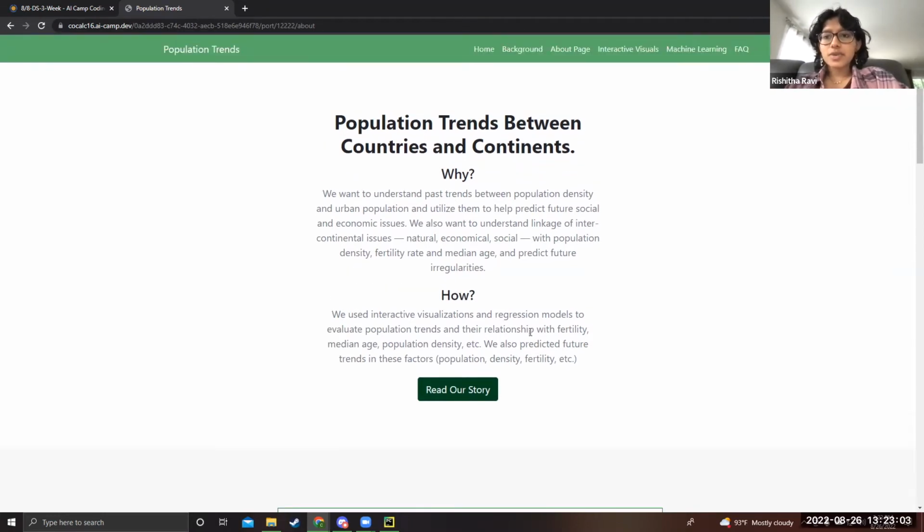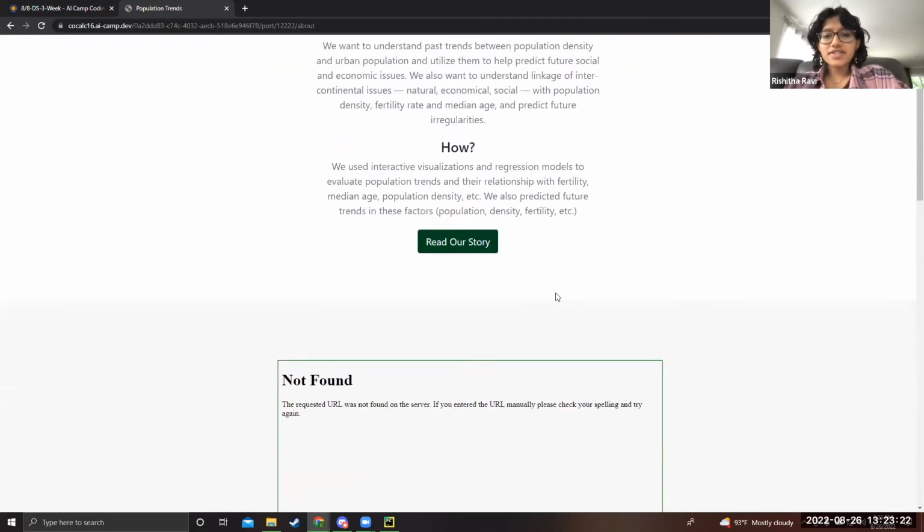Our main goals with this focus for our project, population trends, was to relate population trends between countries and continents and gain a better, deeper understanding of all the different population factors that can greatly increase or decrease population and get a better understanding of how these will change in the future. So we achieve this by using visualizations as well as a variety of machine learning models to evaluate the importance of different factors and their relationships with each other.